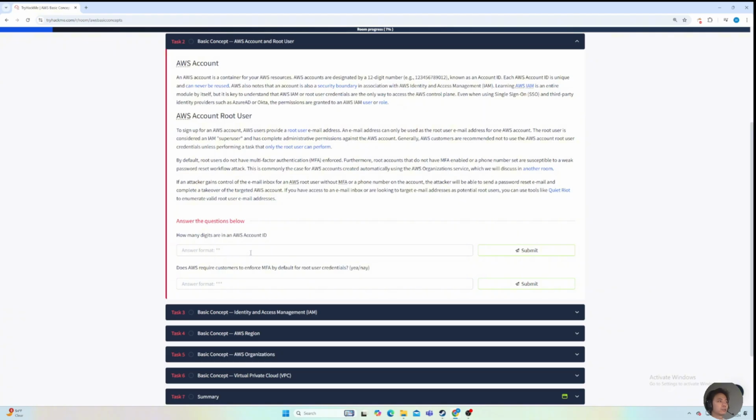If you have access to an email inbox or are looking to target an email address as potential root users, you can use tools like QuietRare to enumerate valid root user email addresses.